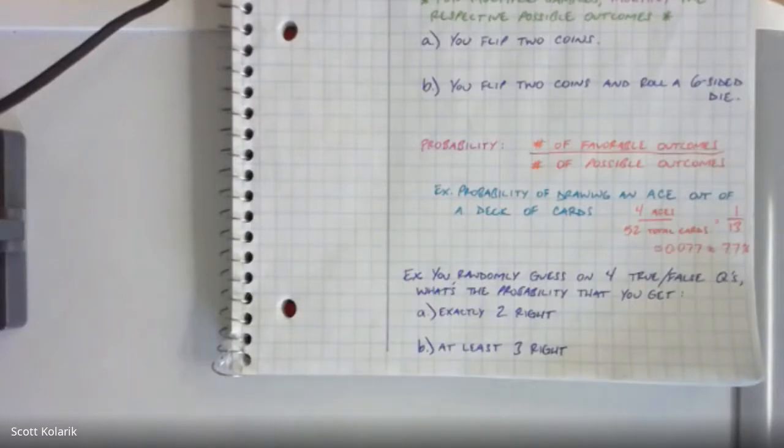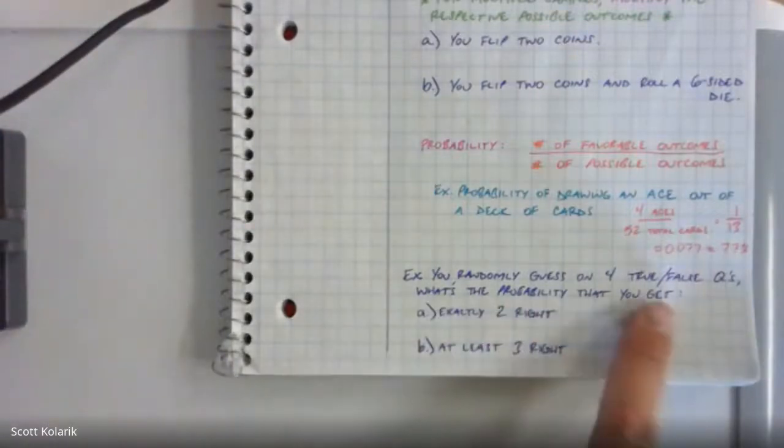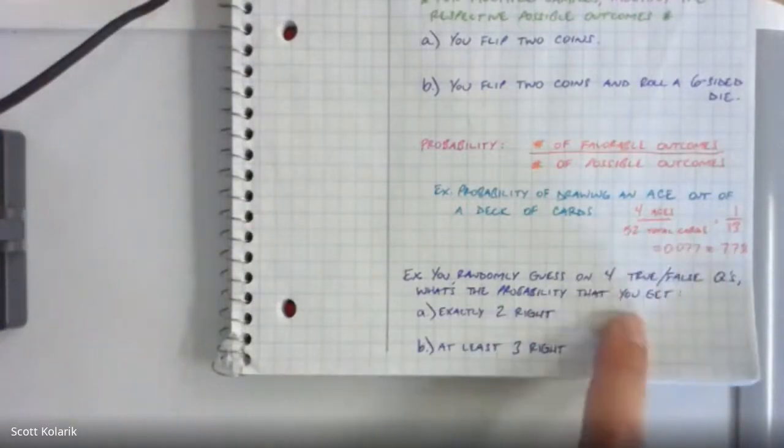The only thing that would change if, say, this was a multiple choice question, if there were 4 options for each question, then your number of outcomes for that would be 4 instead of 2. Again, it can get more complicated depending on the scenario. So just be very careful about analyzing what events are happening.